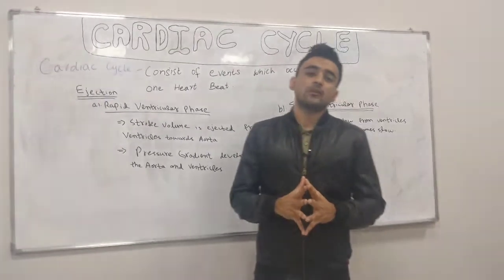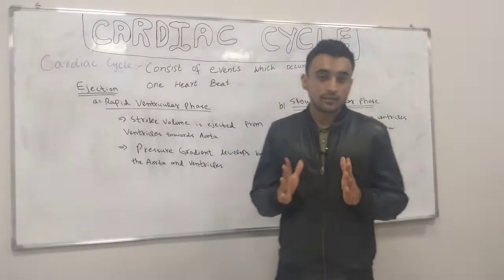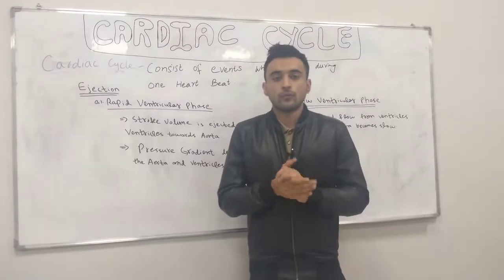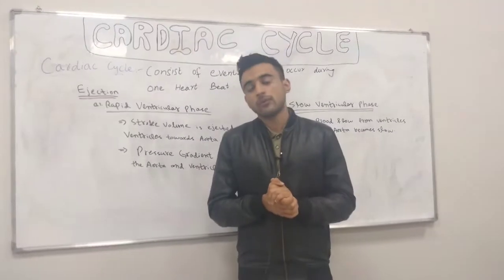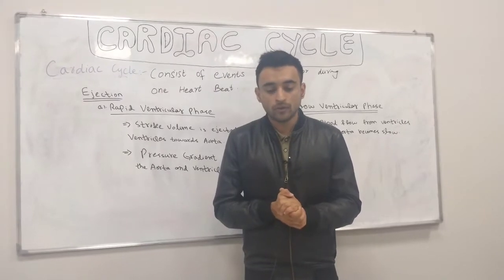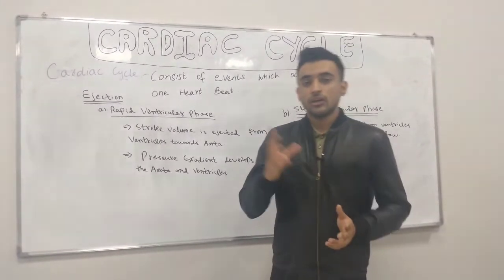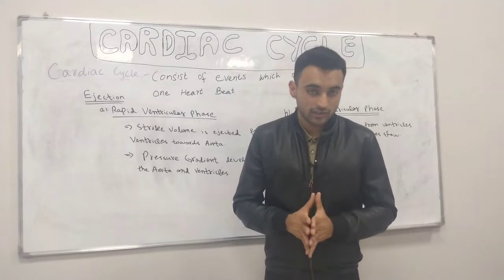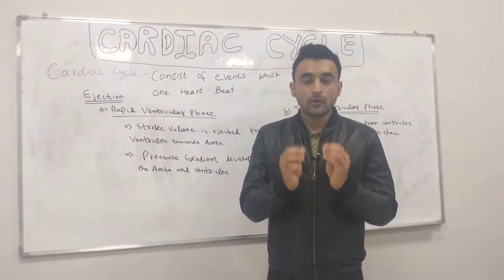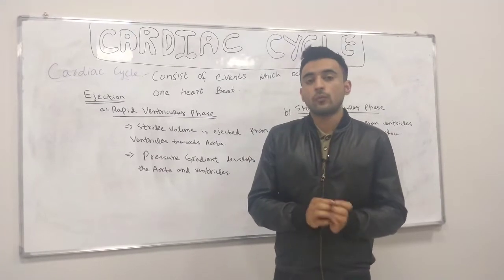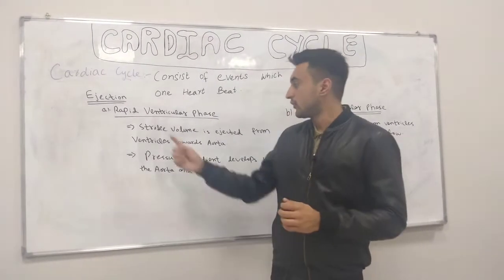So after discussing the phase of the ejection, now we will discuss its subtypes. First of all, we have the rapid ventricular phase, and then we have the slow ventricular phase. During the rapid ventricular phase, blood flows from the ventricles to the aorta due to the pressure gradient that develops between the aorta and the ventricles. The amount of blood which flows from the ventricles towards the aorta is known as the stroke volume.